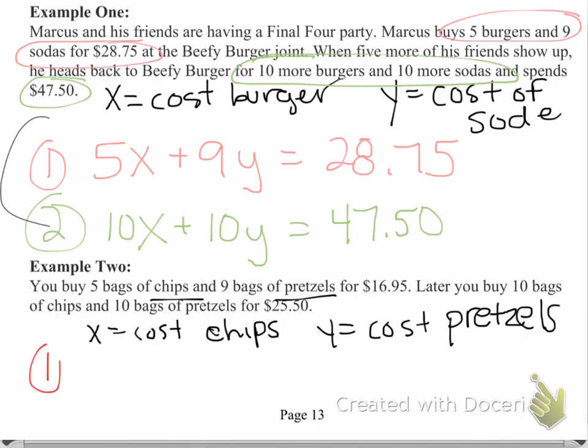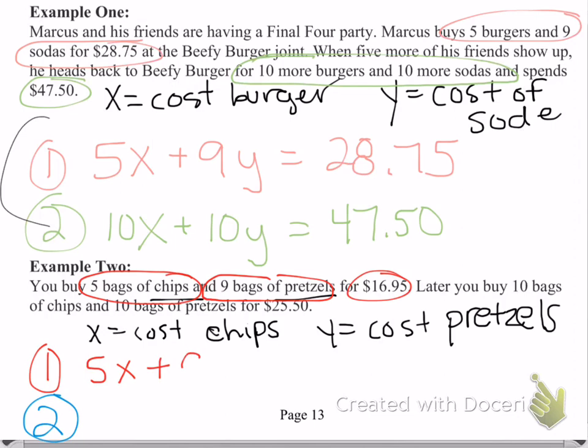We've got the first time you go and the second time you go. So the first time you go, you can see that you bought 9 bags of pretzels. You also bought 5 bags of chips, and you spent a total of $16.95. So that's 5 bags of chips we don't know the cost of. You're combining it with your 9 bags of pretzels that we also don't know the cost of, and you spent a total of $16.95. So that's your first time you go.